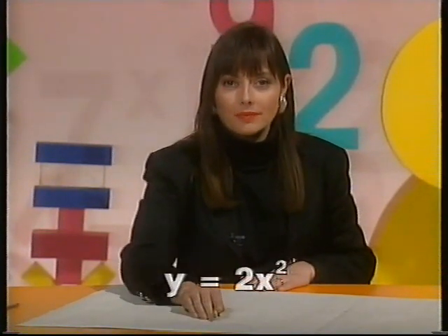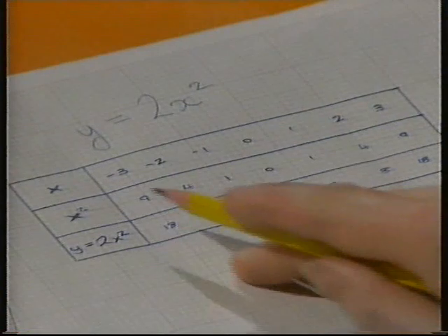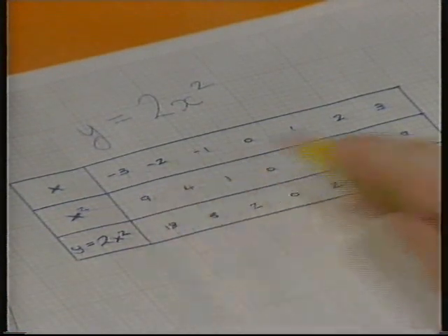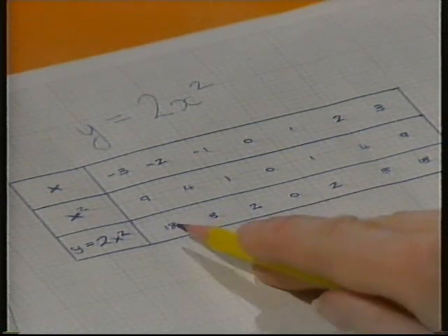What about curves? Well, here's another formula. y equals 2x squared. Now let's see what this line looks like. The first thing to do is again fill in a table, and I've chosen to take x from -3 to +3. But the values of y go from 0 to 18. So you've got to choose a scale which uses as much of your piece of paper as possible.